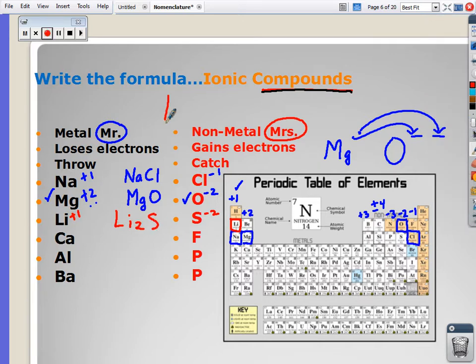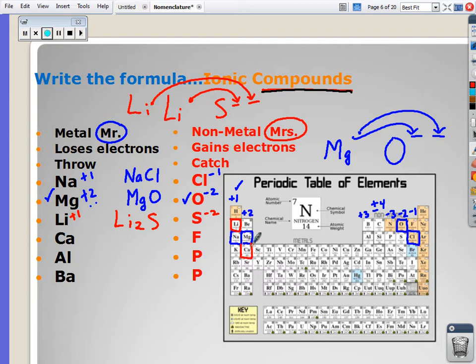Li2S. There's a picture. Lithium's throwing a ball. Sulfur has 2 mitts. That doesn't work. So you need another lithium to throw another electron to sulfur. And then what do you see? 2 lithiums and 1 sulfur. So write Li2S. What about Ca and F?